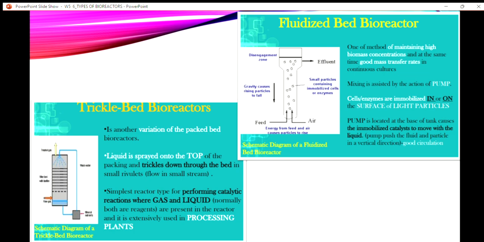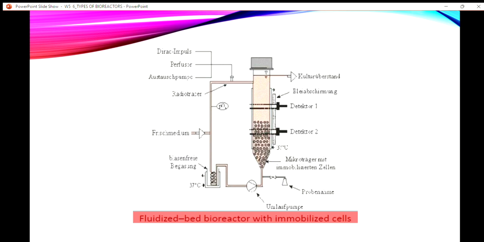Okay, clear? So this method actually maintains high biomass concentration and at the same time good mass transfer rate. Good mass transfer tu yang akan memberikan high yield of your product, because the cell tu dia akan react once all those nutrients come in and pass through the membrane. Okay, so that is called the mass transfer rate. Next is an example of a fluidized bioreactor with immobilized cell. So ini example lah. Kamu tengok kat sini ada immobilized cell. This is usually used in industry.